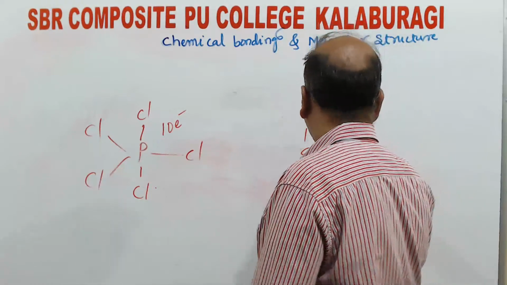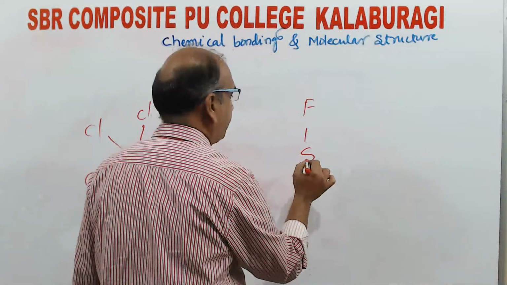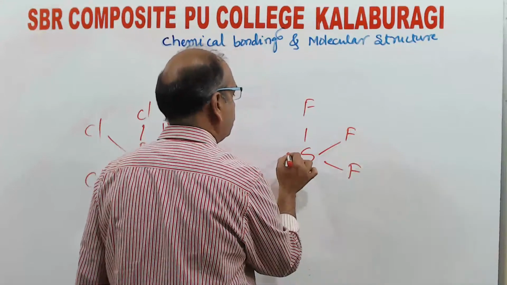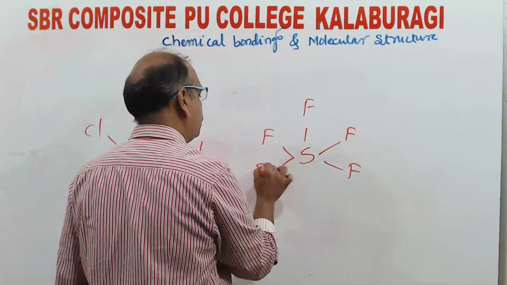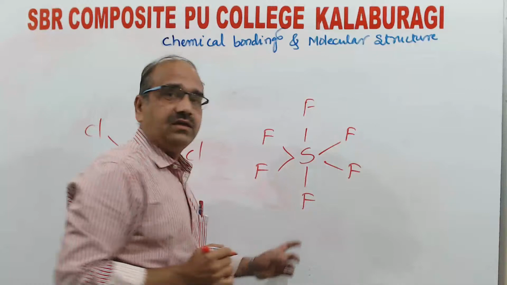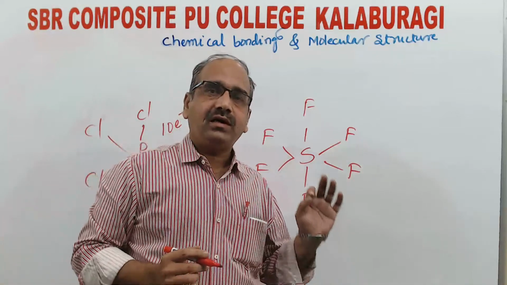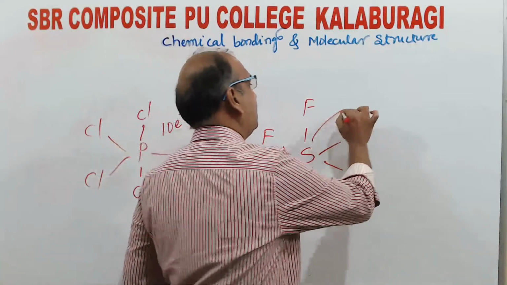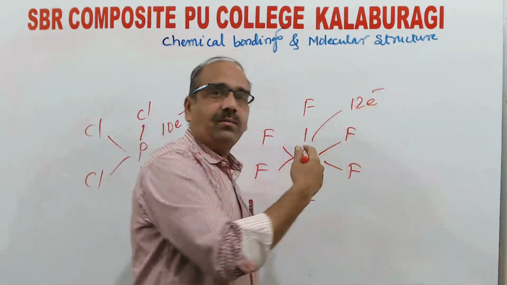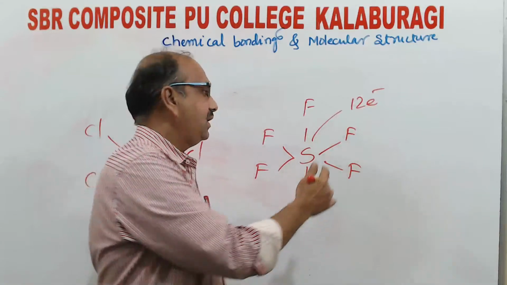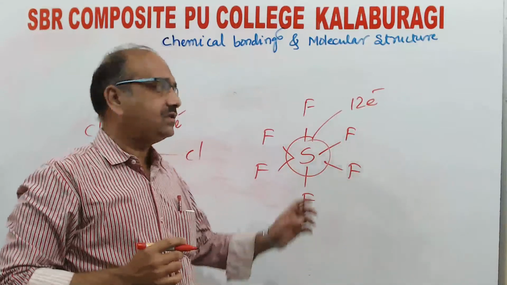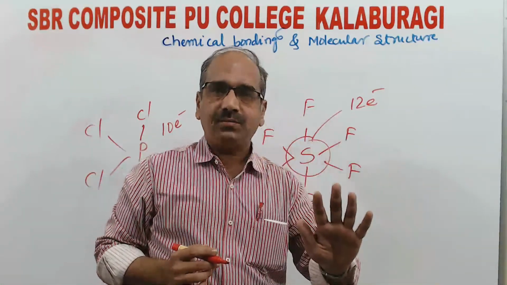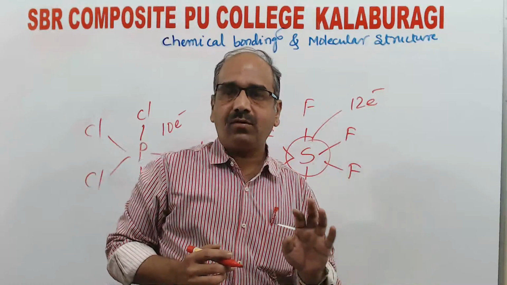SF6 also has the same thing. In this, sulfur has 6 valence electrons, so 6 bonds it is forming. The total number of electrons after having bonded is 12. So for this reason, it is forming more than 4 bonds. So these are exceptions.